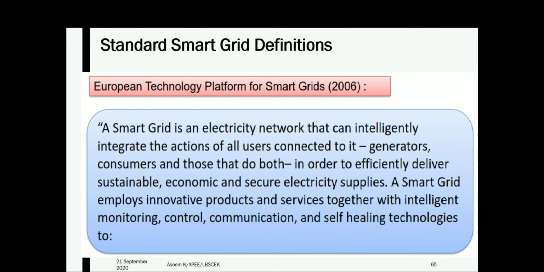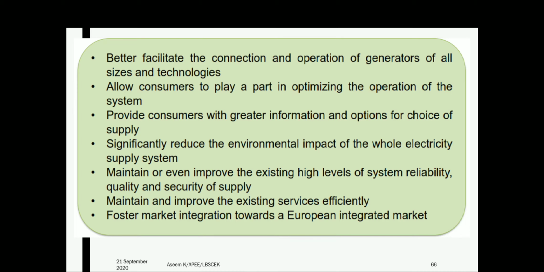Let us move on to the standard definitions of smart grid. The European Technology Platform for Smart Grid defines it like this: a smart grid is an electricity network that can intelligently integrate the actions of all users connected to it, like generators, consumers, and those that do both, in order to efficiently deliver sustainable, economic, and secure electricity supplies. A smart grid employs innovative products and services together with intelligent monitoring, control, communication, and self-healing technologies that will ensure the following things: it better facilitates the connection and operation of generators of all sizes and technologies.